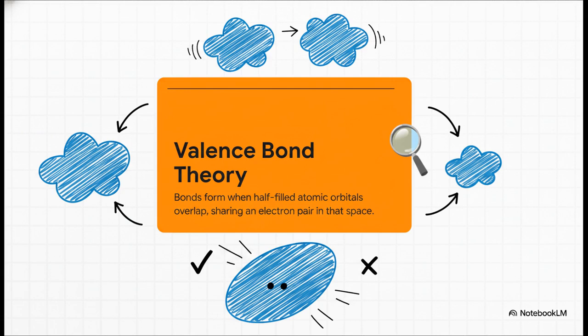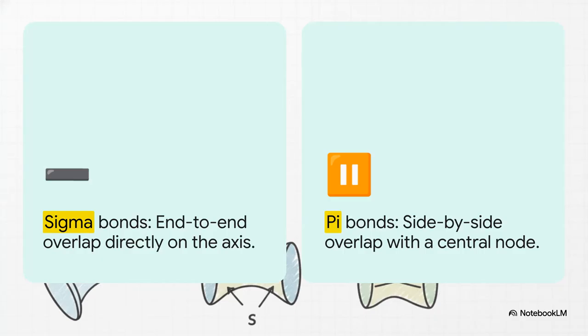And here is the golden rule you absolutely need to remember. The strength of that chemical bond depends heavily on the extent of this physical overlap. The more extensive the overlap, the stronger the bond physically linking those atoms together. Now, how do these overlaps actually happen in 3D space? Well, we basically have two primary types of connections.